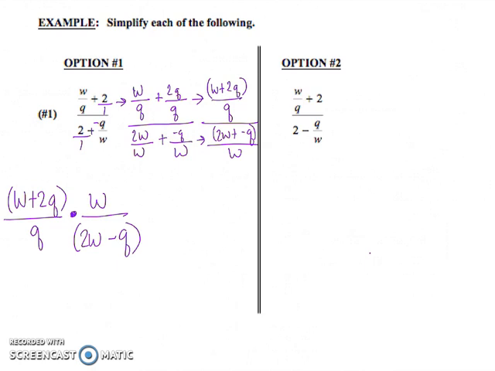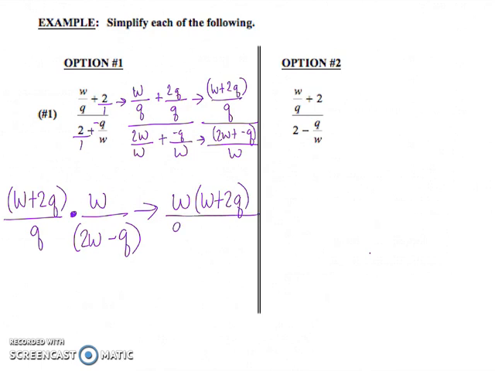Okay, we're almost done. Now we just need to combine our numerators and our denominators with multiplication. So essentially that's just going to be writing this stuff next to each other in one fraction. So our numerator is going to be w times w plus 2q.